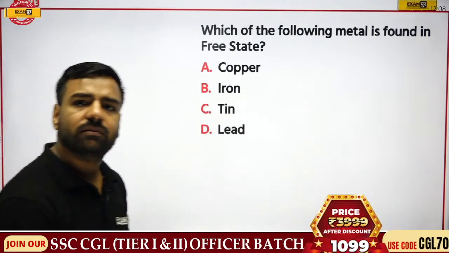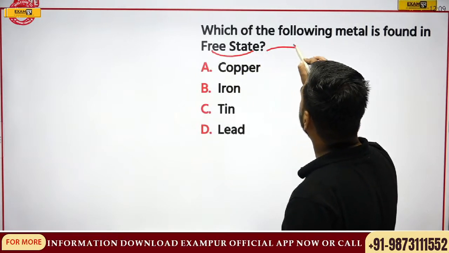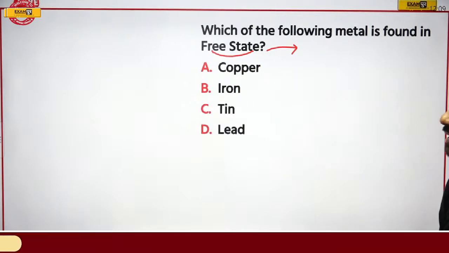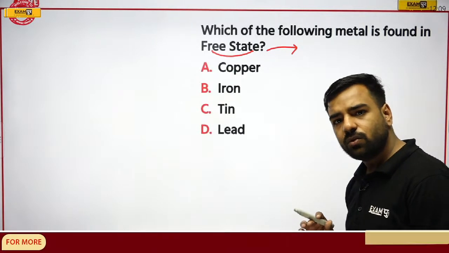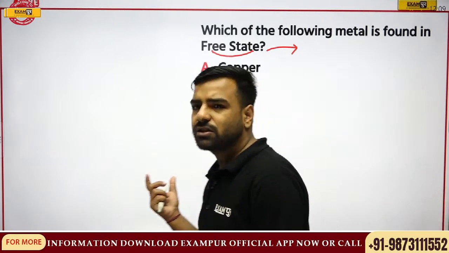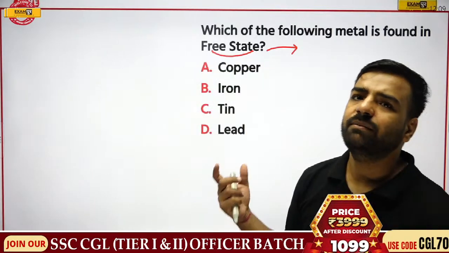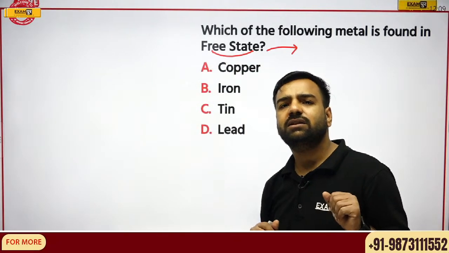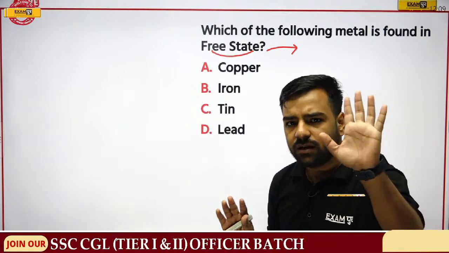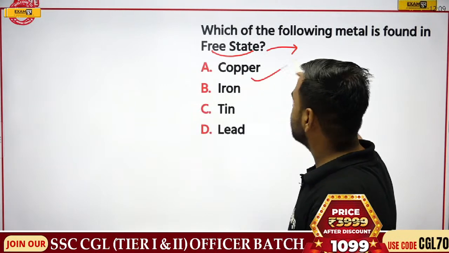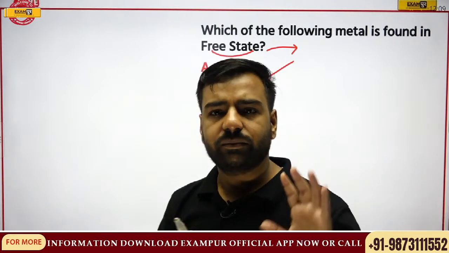Ganesh, are you also with the same concept? See, please remember, when I'm talking about free state, this means they are not going to react with the air. Now, if I talk about copper, it is not going to react with air. True. You can talk not only about copper, you can talk about gold, you can talk about platinum, right? All these are not going to react with air, so we can say that they are found in free state. Simple logic. If I go with option A, that is copper, it would be the correct answer. Ganesh, got my point? So please, these are the basic things we must be aware of.